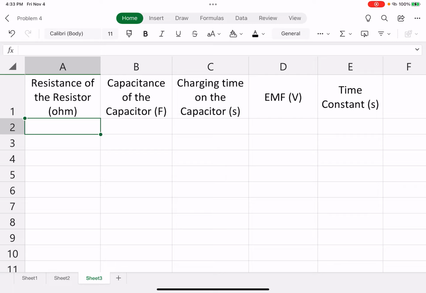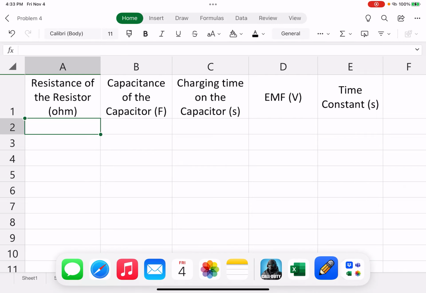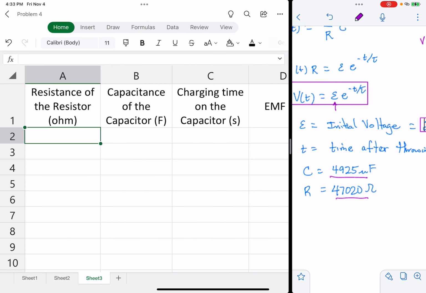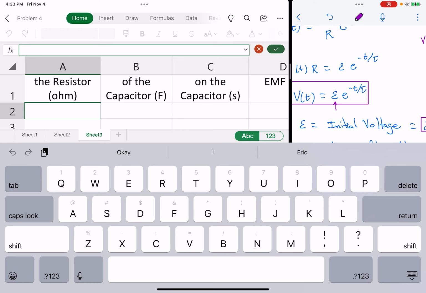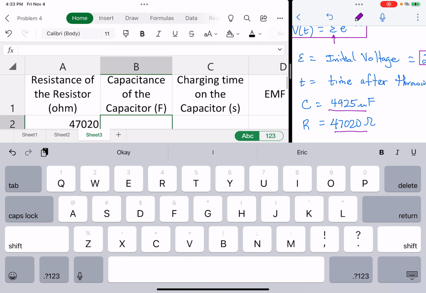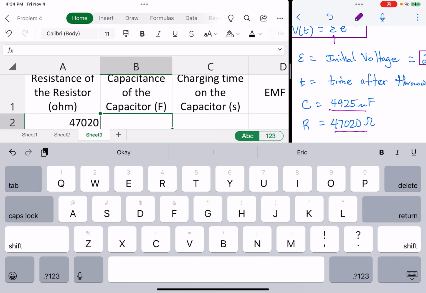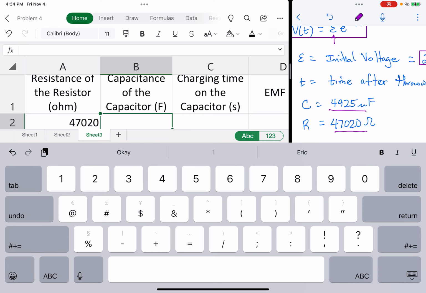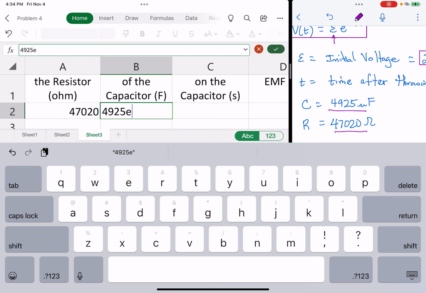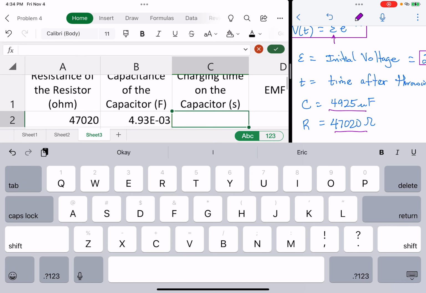So let's go ahead and place our resistance in here. The best way that I'm going to do this is not from memory. My resistance is 47,020. The capacitance of the capacitor is going to be 4925, and that's a microfarad, so that's going to be E negative 6.